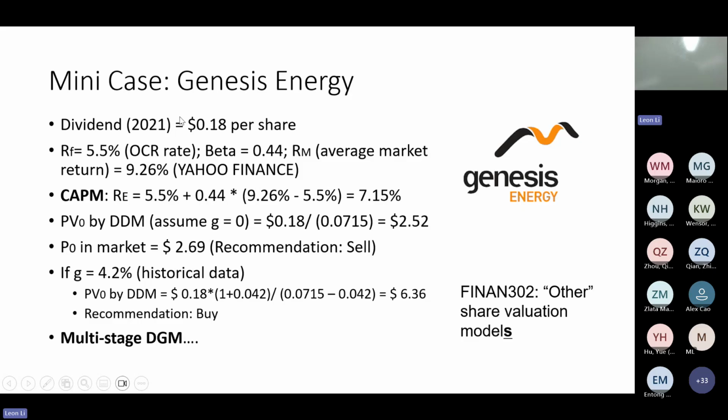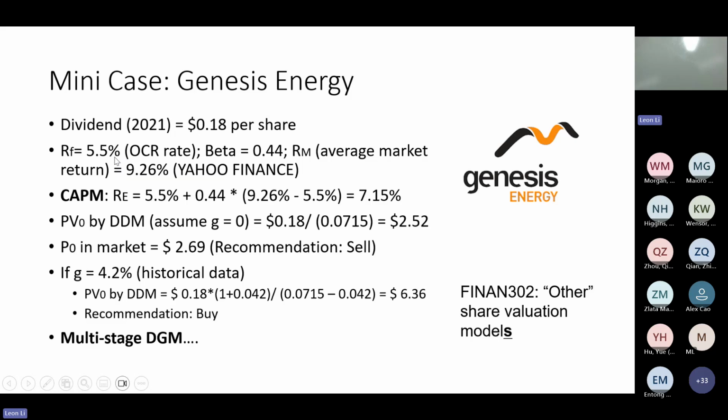So I collect the data: a dividend for Genesis Energy of $0.18 per share. This is our dividend. Then I apply the CAPM model to calculate the required return. This is our CAPM model. I hope you remember the CAPM model. If not, please refer to our chapter 7. So the CAPM model starts with the risk-free rate. In New Zealand, we use the OCR rate for the risk-free rate.